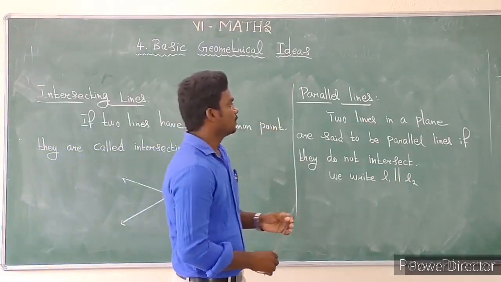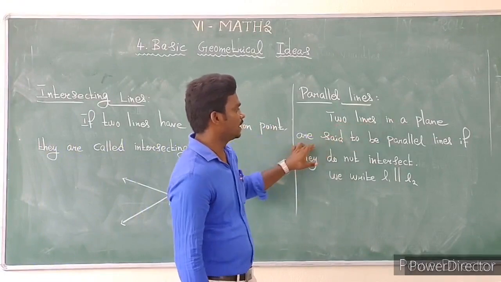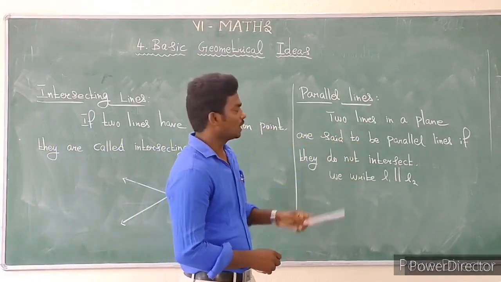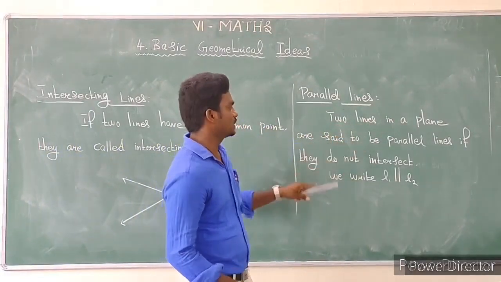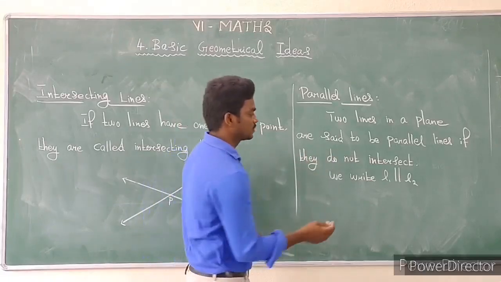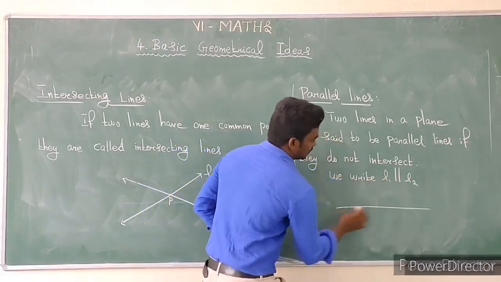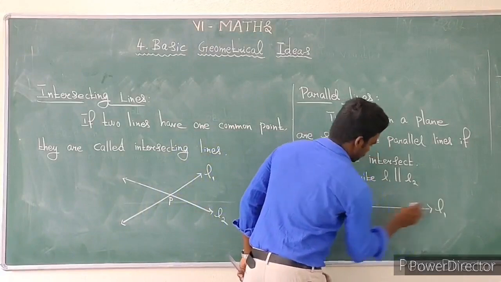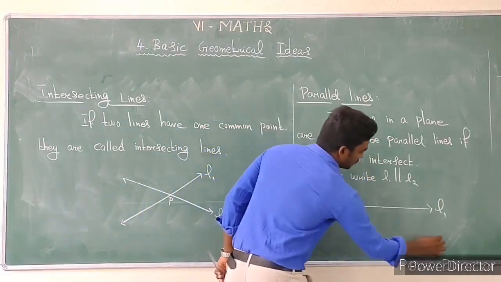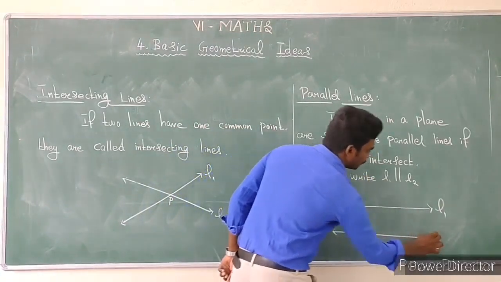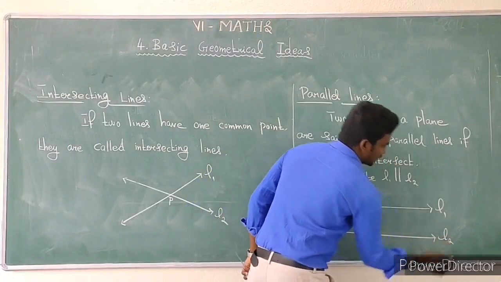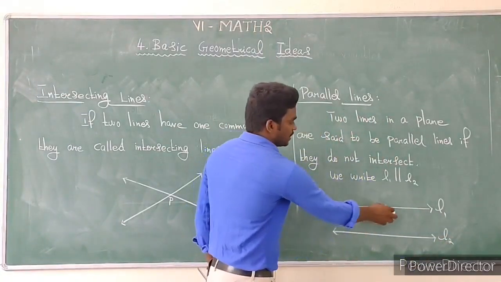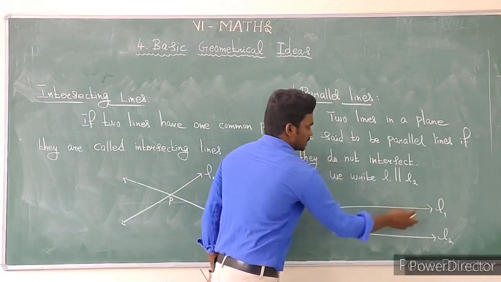What is a parallel line? Two lines in a plane are said to be parallel lines if they do not intersect. So we write these two lines. The first line is L1, and the second line is L2. It can be any point of these two lines.